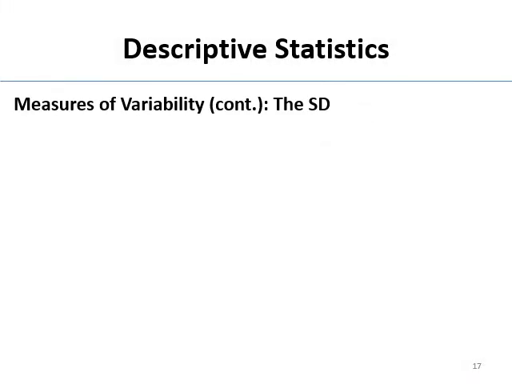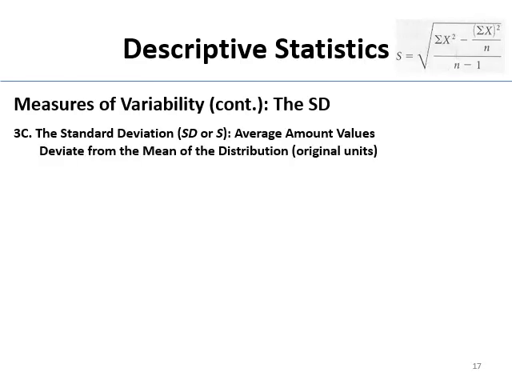So the standard deviation is the most common measure of variability. It's the average amount that scores or values deviate from the mean in a distribution, and it's in original units.